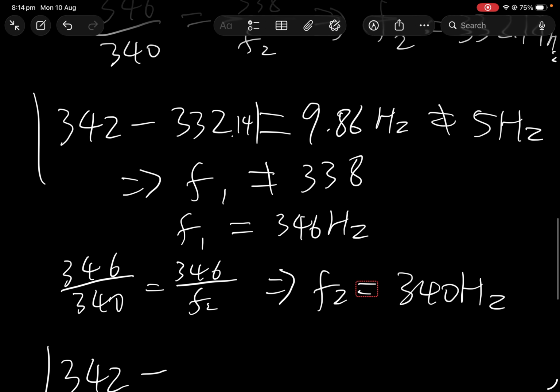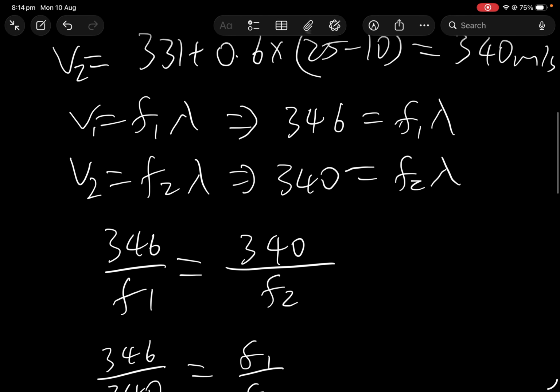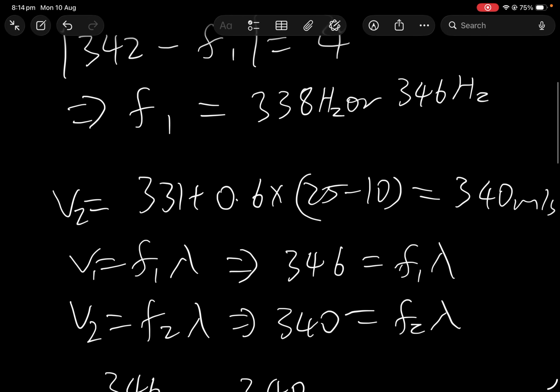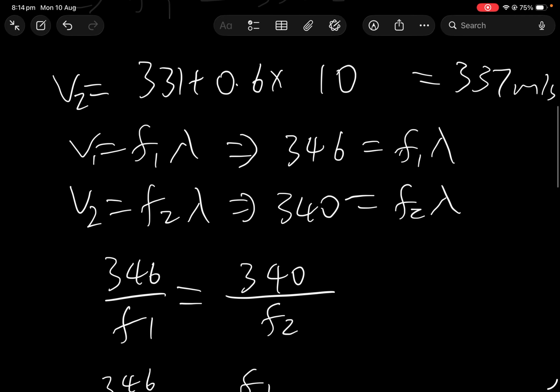Am I doing this right? Yeah, it dropped 10 degrees. Okay, I can't read. It did not say drop 10 degrees, it's dropped 10 degrees. So wrong here, it is 10. And 331 plus 0.6 times 10 equals 337. Okay, that's pretty dumb. So that becomes 337.